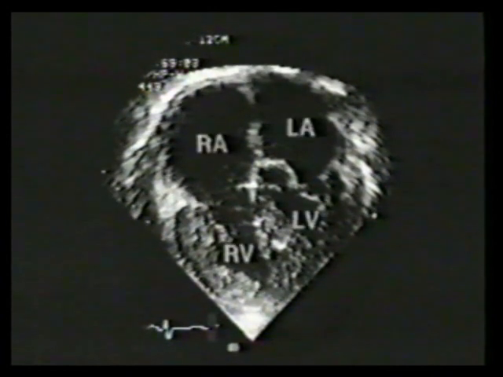This patient developed severe pulmonary hypertension because of an uncorrected patent ductus arteriosus. The right ventricular hypertrophy is striking.